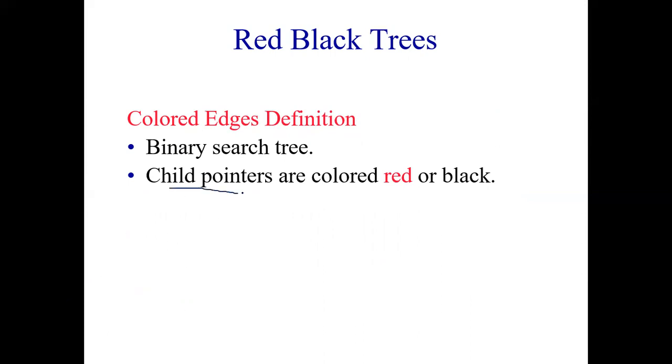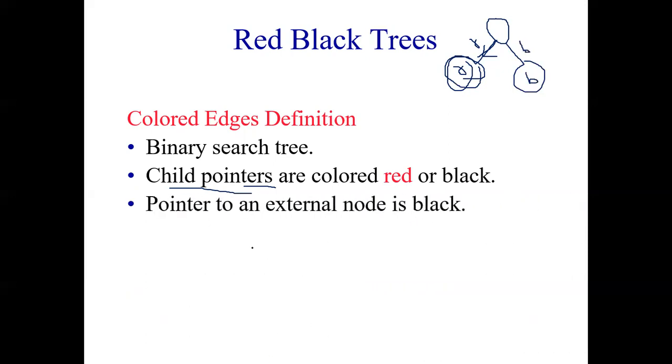Okay, the child pointers, the edges means the pointers, right? So say for example, this is a node, this is another node, so this is an edge. So this edge is nothing but a pointer. Okay. The child pointers are colored red or black. These pointers also will be colored, this also will be colored either red or black. Okay. If it is pointing to a red child, it will be colored red. If it is pointing to a black child, it will be colored black. Okay. If this is a red child, then this pointer will be in red color. If this is a black child, then this pointer will be in black color. Okay. So that's the point.